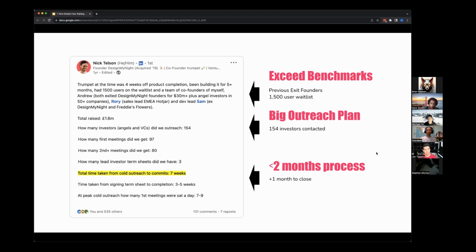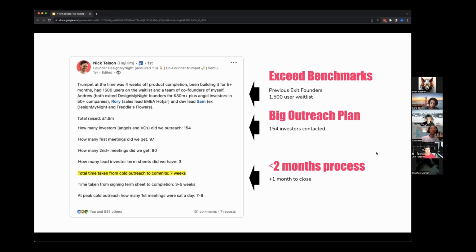Now, if you do a weighted pipeline on that at their average SaaS price, I think that's about $1 million in terms of users on their wait list. They had the biggest outreach plan. So these are previously exited founders who probably already knew a bunch of investors who made money on their last company, yet they still outreach to the most investors in these 4 examples that I'm giving here.